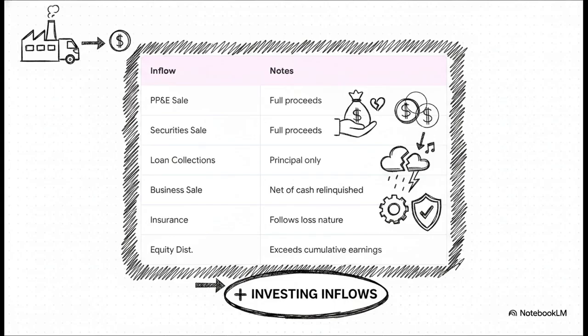You're also going to see inflows from selling investment securities, or collecting the principal on loans you've made to third parties, or even insurance proceeds if a long-term asset gets destroyed. But keep this in mind: loan collections here are for the principal only. The interest you receive, that's generally going to be operating.